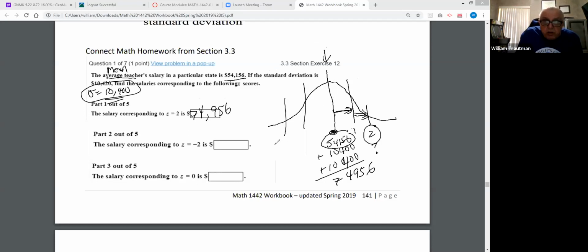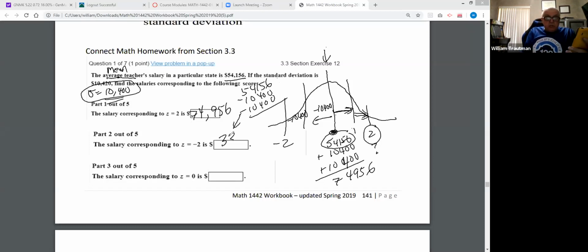54,156. We want to find negative 2. So we subtract 10,400, subtract 10,400. For this middle one, I'm going to start with 54,156 and subtract 10,400, subtract 10,400, and see what I get. 54,156 minus 10,400 minus 10,400. And this teacher only makes 33,356. Yeah, I'd rather be this teacher than this teacher.